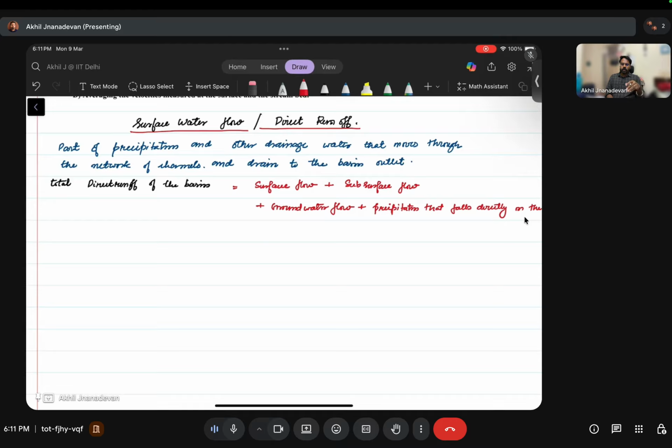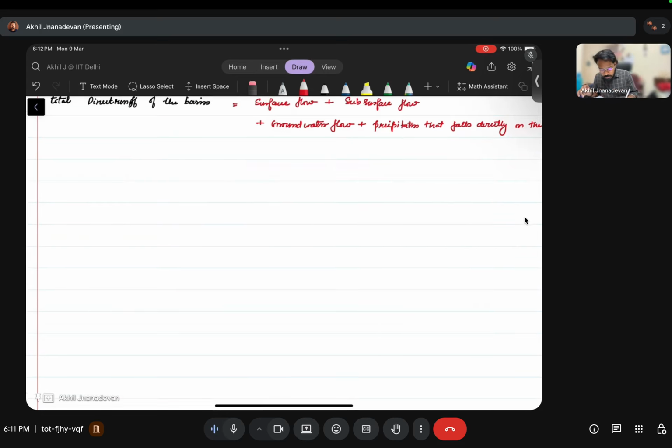Similarly, we'll be seeing in the surface water case what different instruments or methods can be used to measure our surface water flow. Okay, so we'll come to surface water flow measurements. This is one of the main topics that we'll be discussing today.